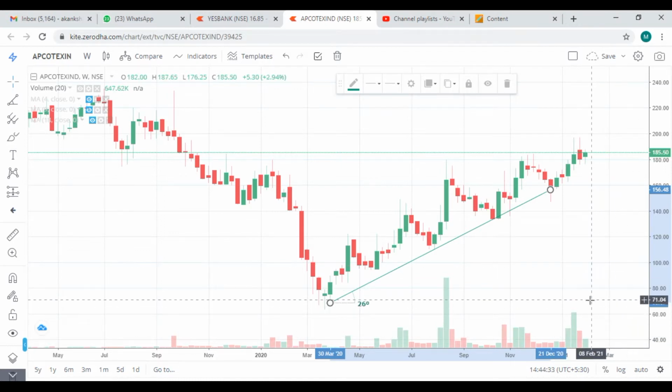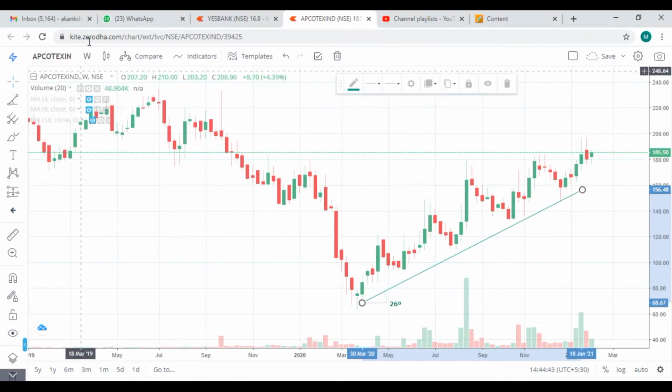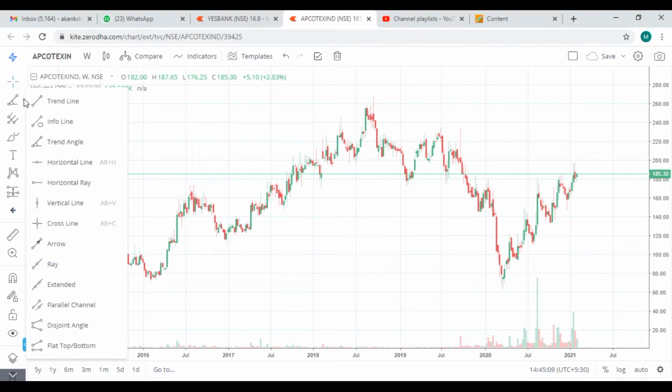So this is the same chart. I'm not changing the chart because it will confuse you. So I'm using the same chart to explain the things. This is a weekly chart. I have opened a weekly chart here. I'm going to show a few trend lines on this chart. So this is the tab for trend line. You can go for trend line.